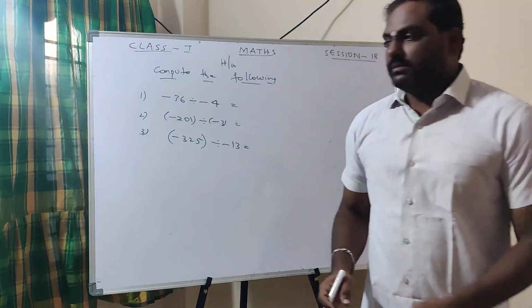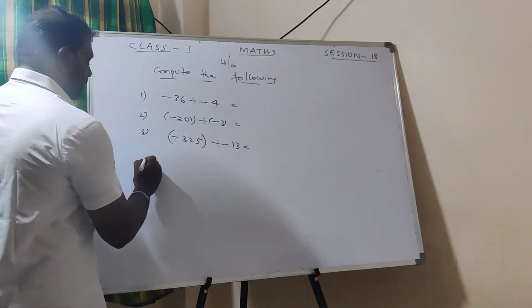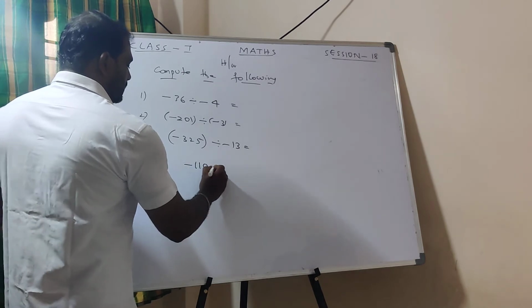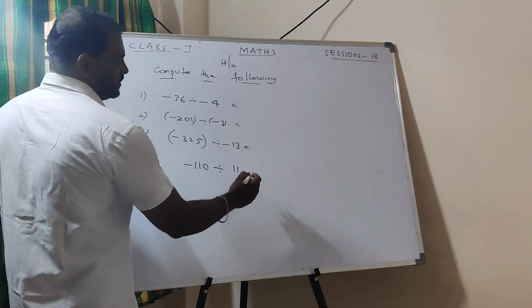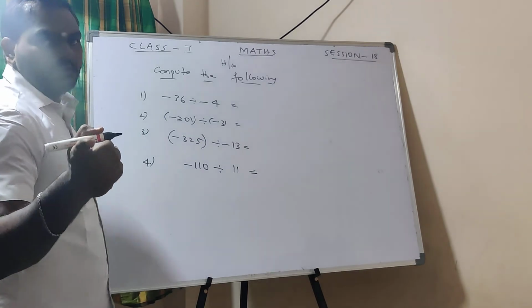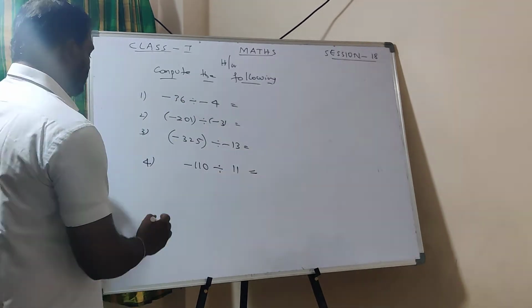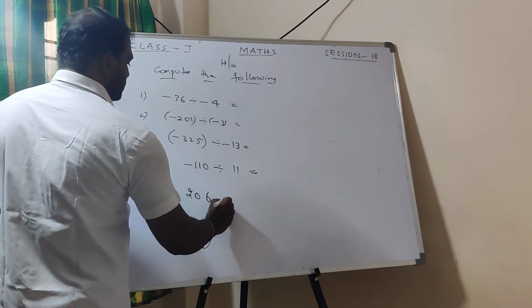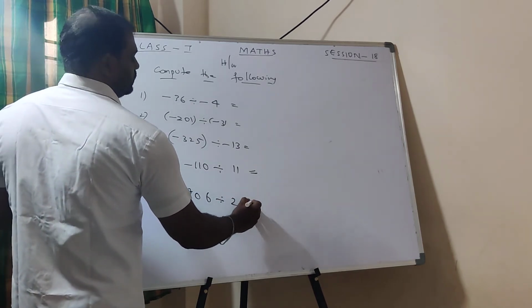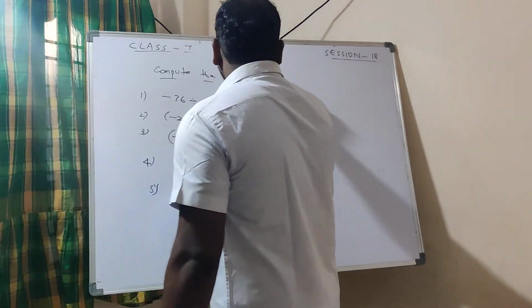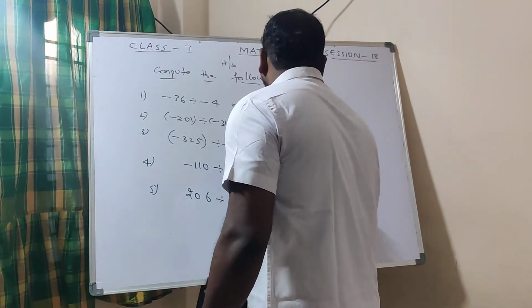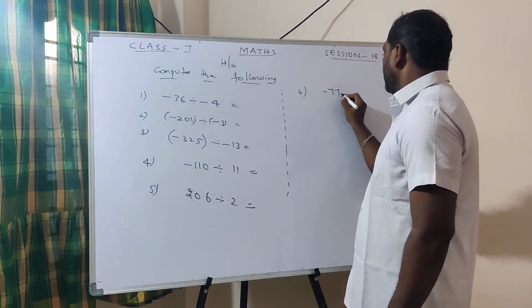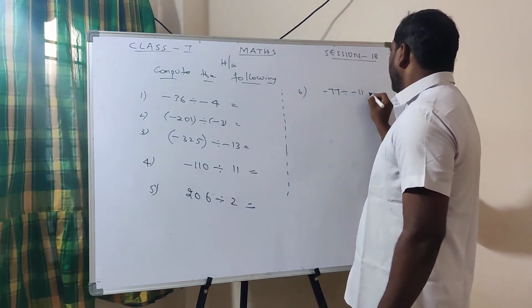Now, I'll give my own questions. You have to do that one. Question number 4. Minus 110 divided with 11. So what do you have to understand? If symbol is not given, what you have to understand? It is plus. Next, question number 5. 206 is divided with 2. Now question 5 is over. Now question number 6. Minus 77 divided with minus 11.